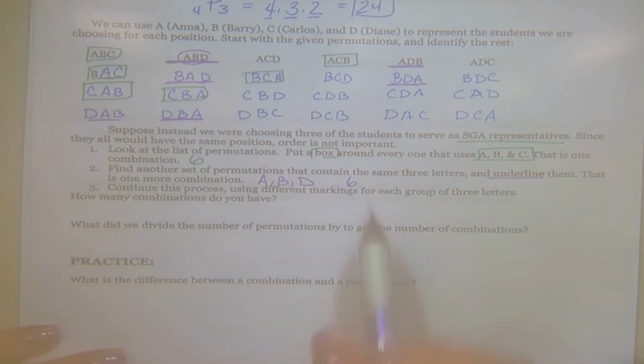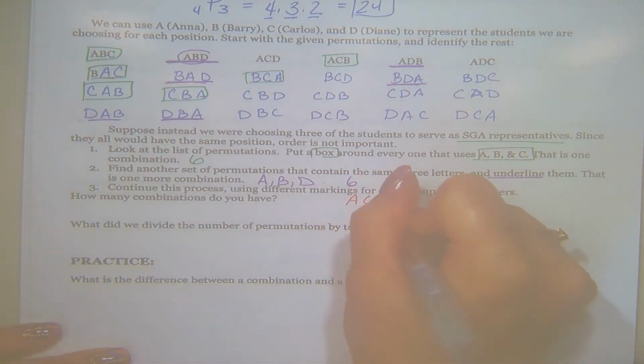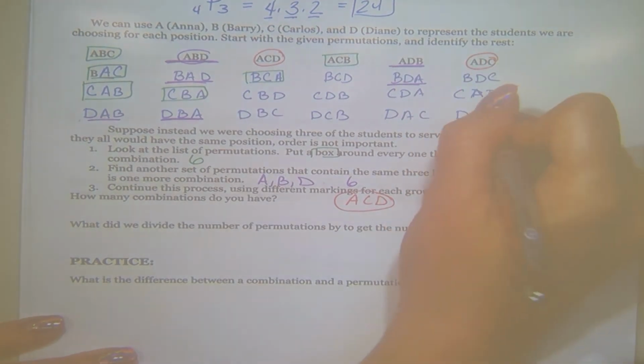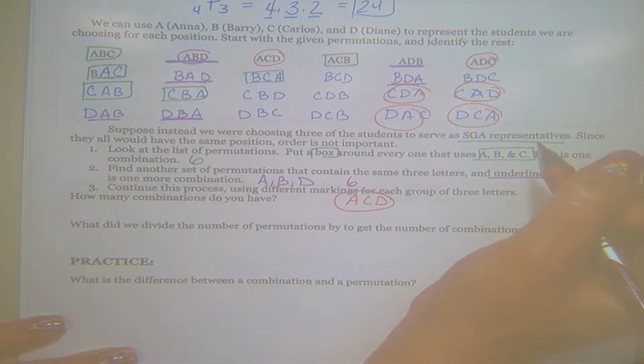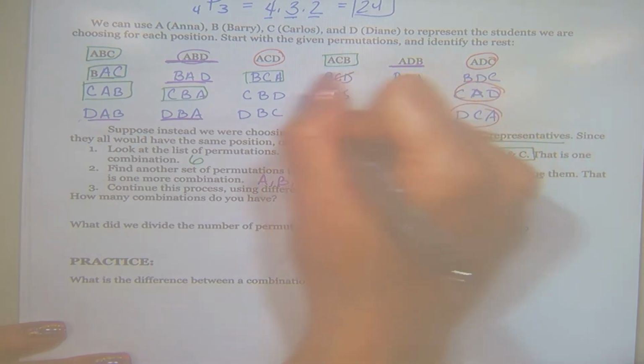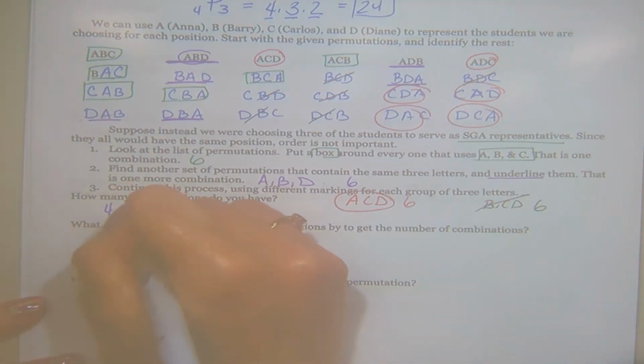Okay, so let's go again. We've done Anna, Barry, Carlos, and Anna, Barry, Diane. How about Anna, Carlos, Diane? Let's circle them. Circle Anna, Carlos, Diane. I see I have 6 of those. And then my last one would be Barry, Carlos, and Diane. We've done a box, we've done an underline. Let's do a slash through those. B, C, D. Any combination of B, C, D. Well, that's the last 6. So I have 4 different combinations of letters or people.